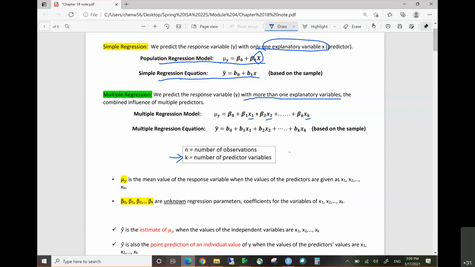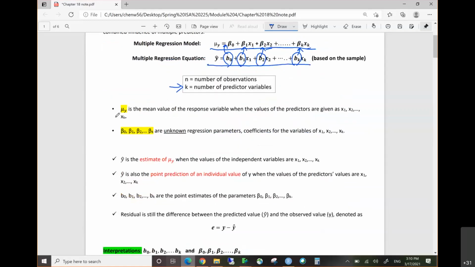The first one is the model without the sample. Once you have the sample, you can fit a multiple regression equation so that we have the detailed value for b0, b1, b2, until bk. We can use b0 to estimate beta 0, b1 to estimate beta 1, and b2 to estimate beta 2, until bk. Just a similar idea.